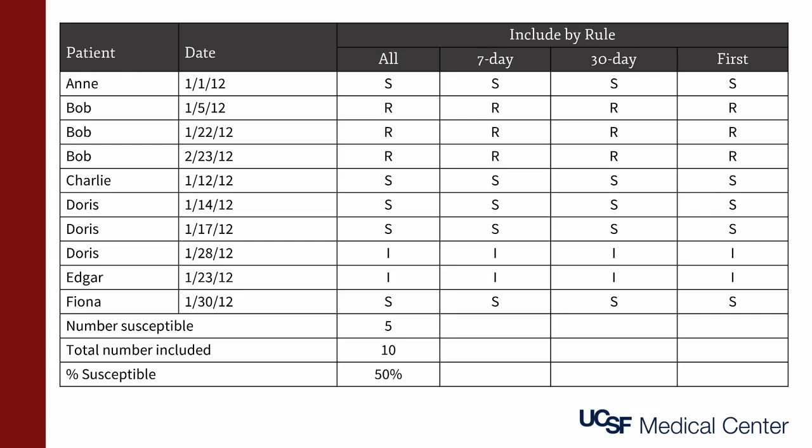Applying rules to exclude repeat isolates in a given time window, such as 7 days or 30 days, can give conflicting results depending on the window chosen. Thus, the CLSI's recommendation is to include only the first isolate per patient per time period for aggregate reports meant to guide empiric therapy. And in this case, you can see a substantial difference from the susceptibility report compared to when all isolates are included.